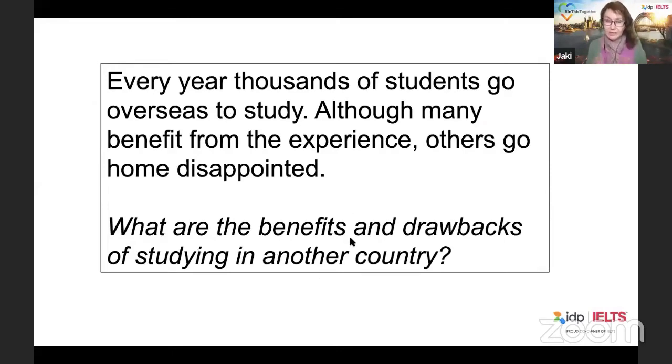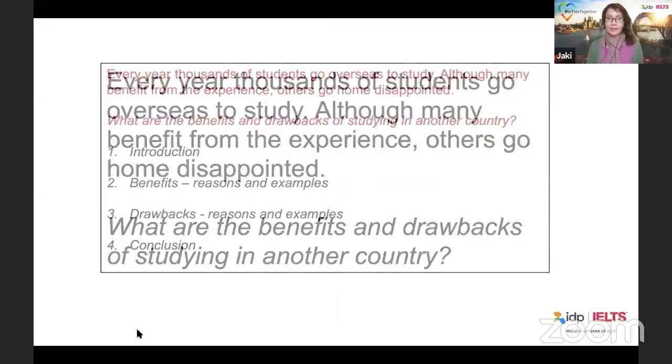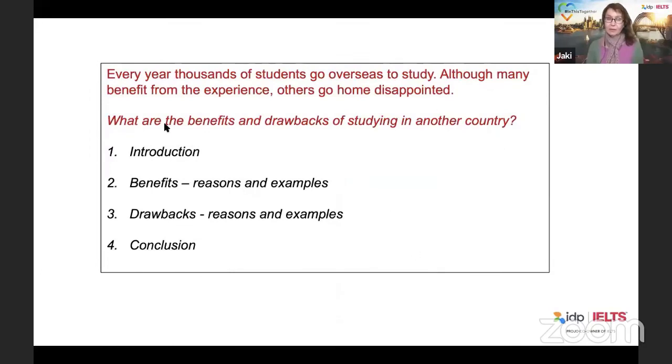This is more like a general topic. So benefits and drawbacks. Just make sure you understand what you have to do. Every year, thousands of students go overseas. Many benefit, others go home disappointed. Okay, we have to talk about the benefits and drawbacks of studying. So here's the structure. We'll have our introduction. We'll talk about the benefits, reasons and examples for the benefits, the drawbacks, reasons and examples, and a conclusion. This is a nice, clear structure.